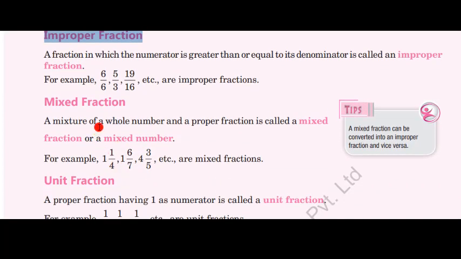Then we come to the mixed fraction. A mixed fraction is a mixture of a whole number and a proper fraction. So a whole number and a proper fraction together is called a mixed number or a mixed fraction. You have to write down the heading mixed fraction and any three examples. You can select them from here, or you can change them as per your choice. But make sure this number is a whole number and this is a proper fraction. Then it is said to be a mixed fraction. A tip is given here. A mixed fraction can be converted into an improper fraction and vice versa. So a mixed fraction is always related with an improper fraction.